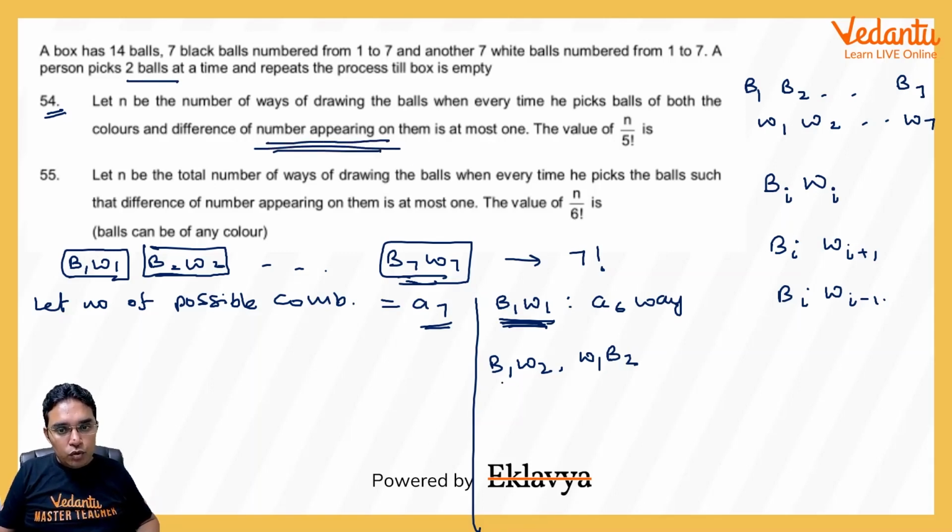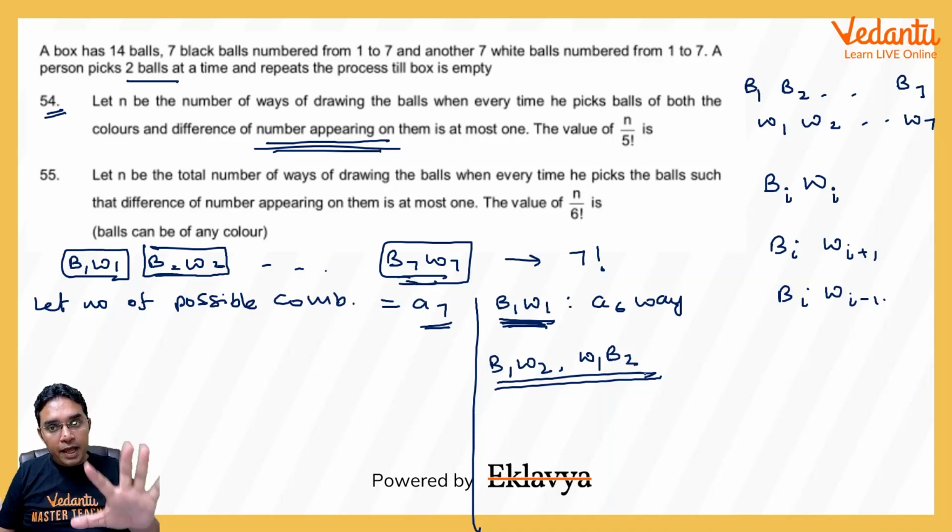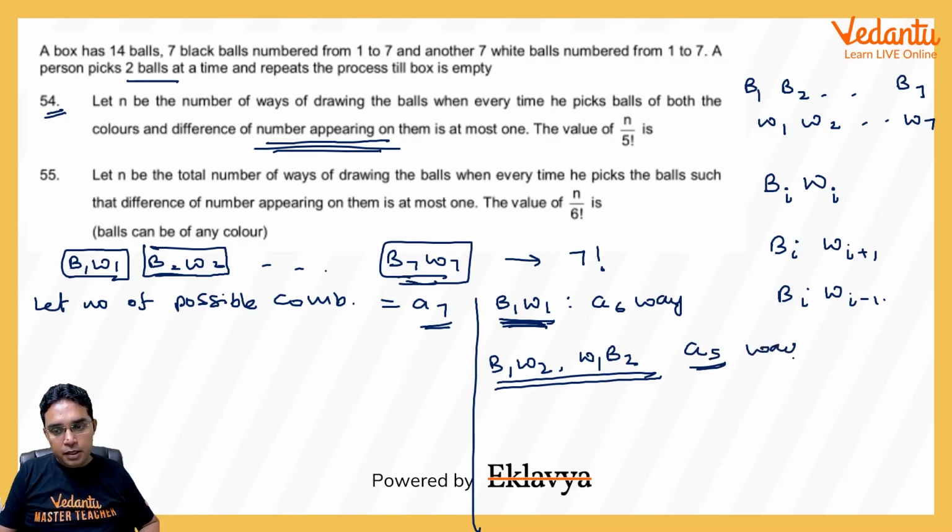So I am sure you all understand that if that is the second case, then we are now left with 5 black balls and 5 white balls, and they will be combined in A5 ways. In the beginning I told you what A7 is. A7 was the possible combination of black balls and white balls with the condition given in this question.